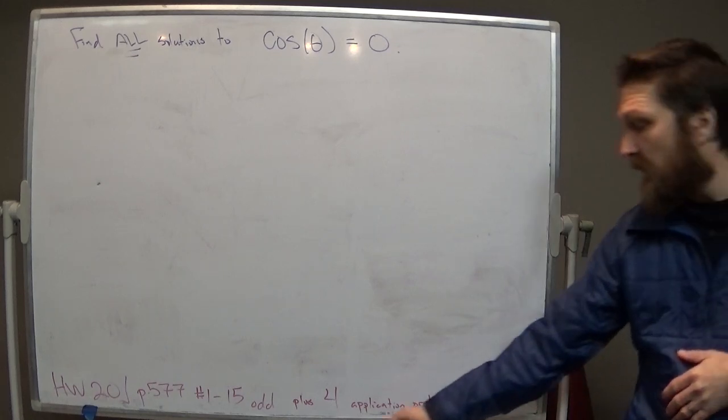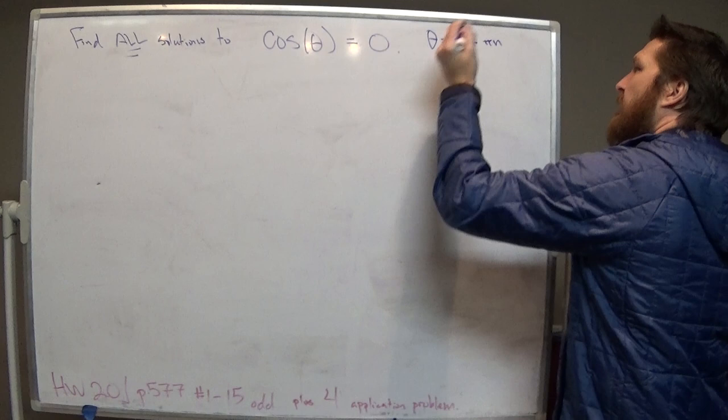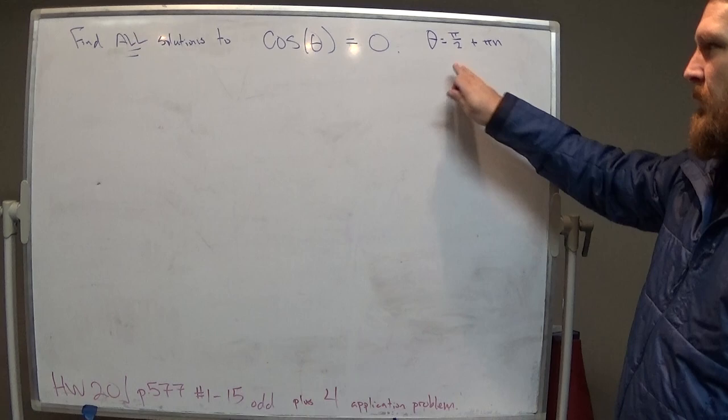Okay, any guesses as to what this is? Theta equals what? Pi over 2 plus pi times n. What'd you get, Victor? No, that's the same thing. Did you get pi times n? Yeah. Are you sure you didn't get 2 pi times n? Yes. Okay, because this is correct. Now, this is what I want to talk about.